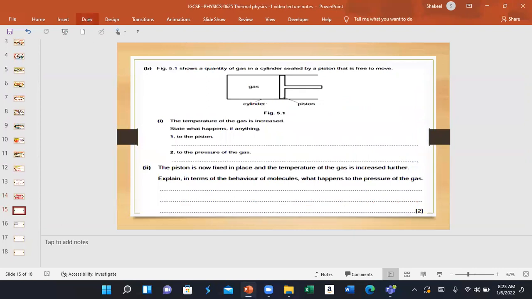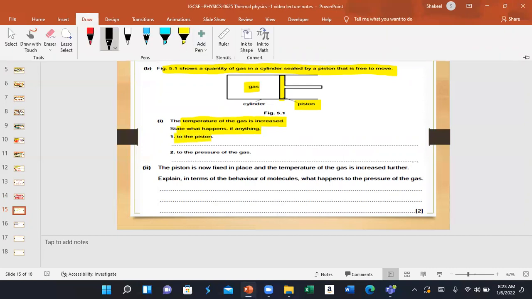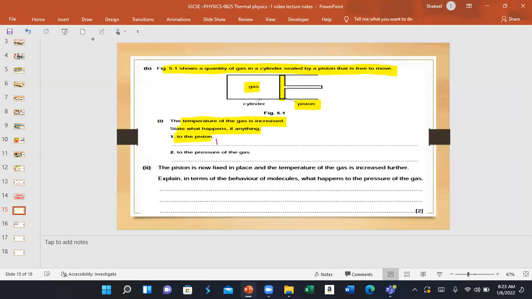Well, next thing, the figure shows a quantity of gas in a cylinder sealed by a piston, which is free to move. Okay, this piston is free to move. Some gas is there. The temperature of the gas is increased. State what happens, if anything, to the piston. Well, if the temperature increases, then of course speed increases. If the speed increases, the number of collisions increases, and that increases the pressure. And when it increases the pressure, then the piston moves outward, of course, as pressure is increasing on it.